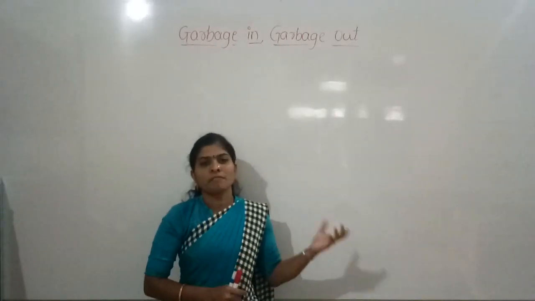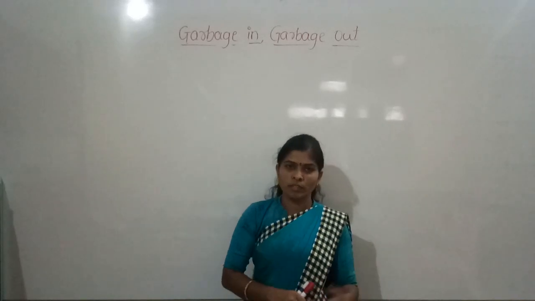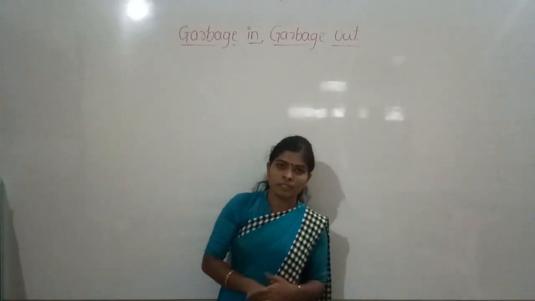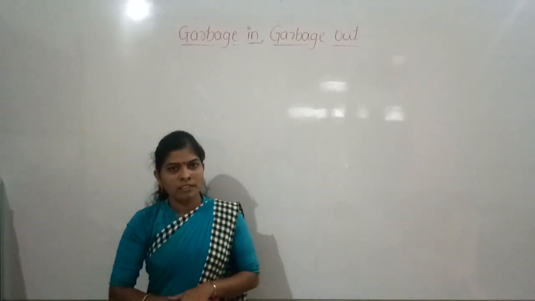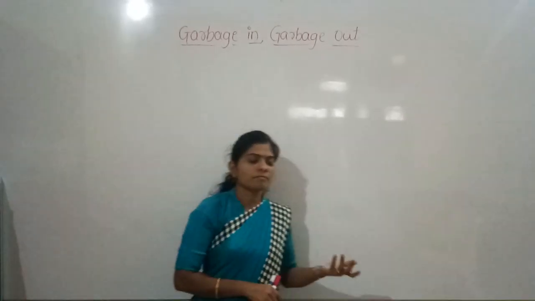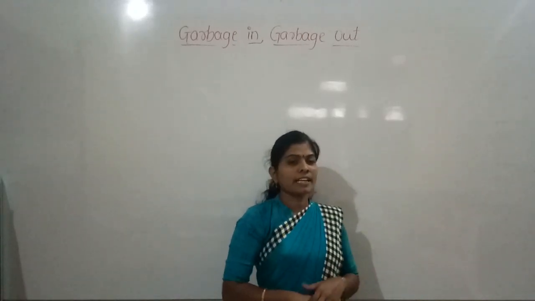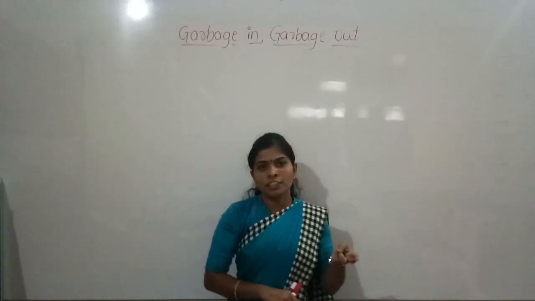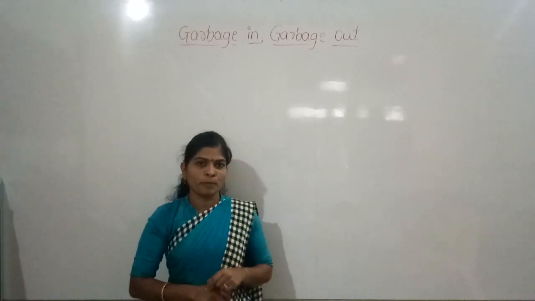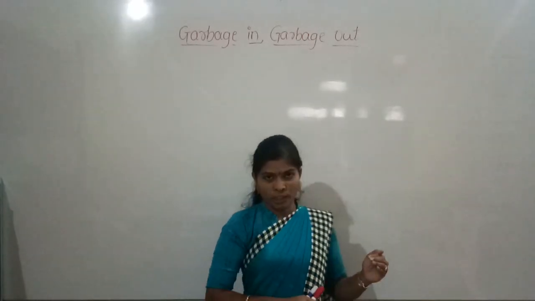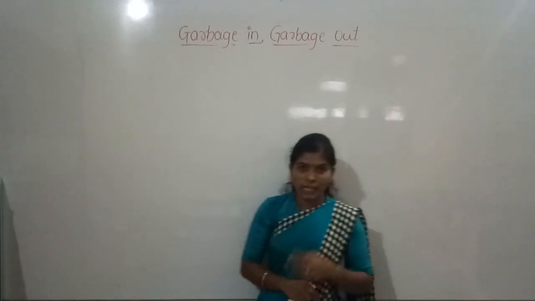When the safai karmacharis take all the garbage from the domestic sources, meaning the houses, shops, offices and all, they dump all the waste in the landfill. This is a low-lying area. When they dump it in the landfills, they again divide this waste into useful and non-useful. Some of the useful components are again divided into two types.